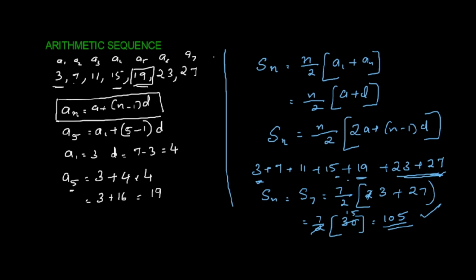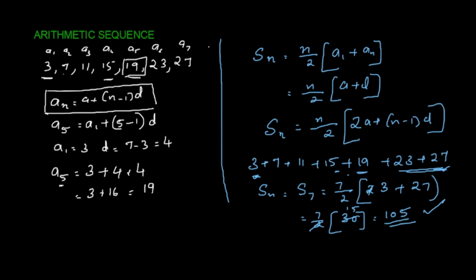So the formula for finding the sum of n terms is equal to n by 2 into a plus l, or n by 2 into 2a plus n minus 1 into d. So children, in the next class, we will do problems on AP.